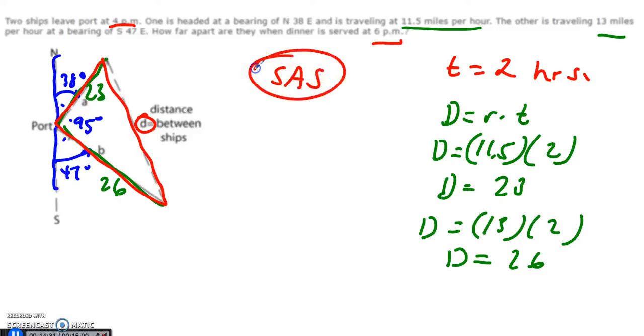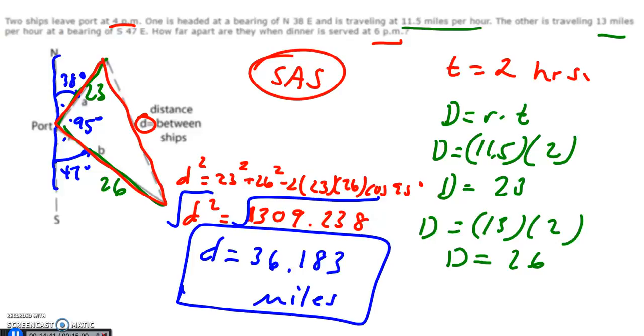So what I want you to look at is now you have this triangle where you're trying to find this distance between the ships and you're given side angle side. So you can use the law of cosines. So what I'd like you to do is pause the video here, see if you could find D using what we've been doing. I'll have the work when you come back. My answer was 36.183 miles. Feel free to pause and copy.